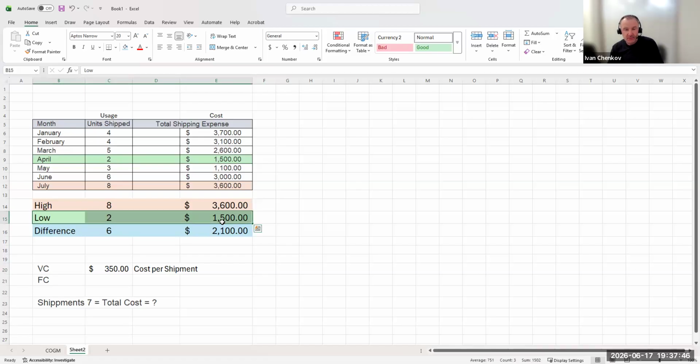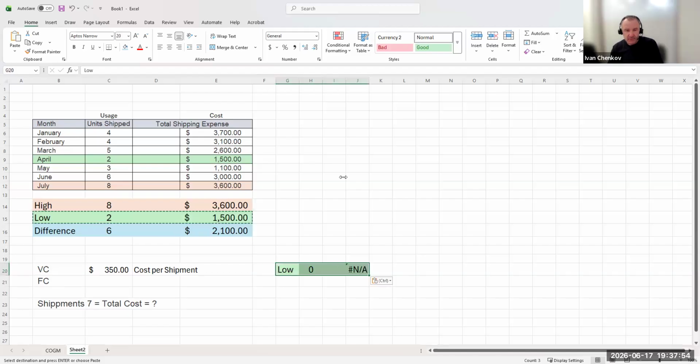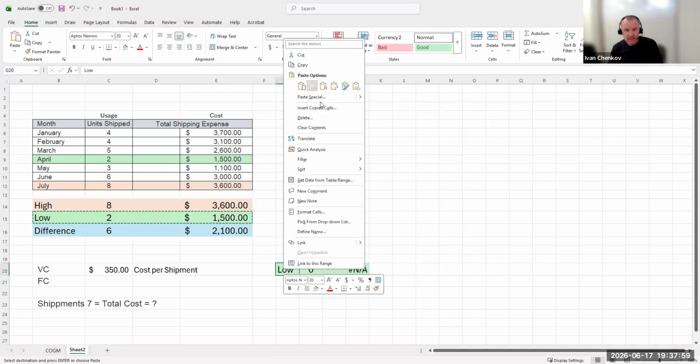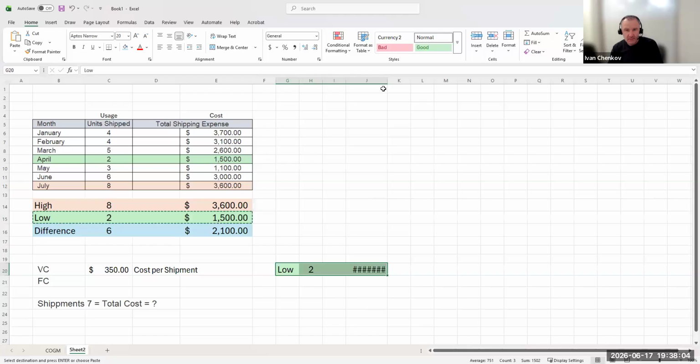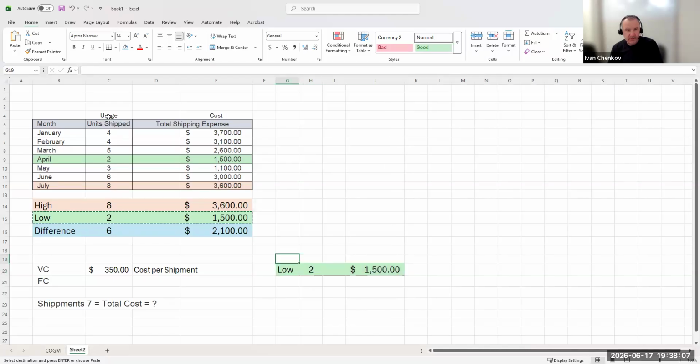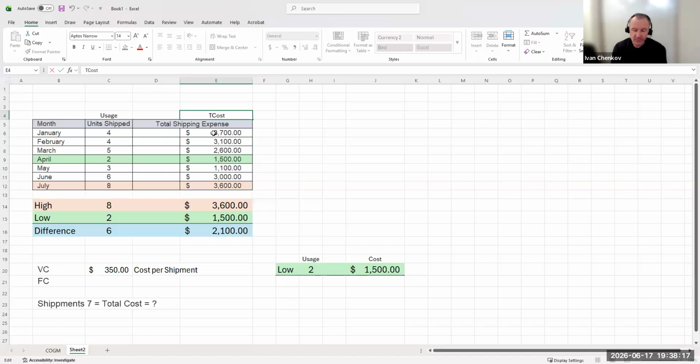At the low point, what do I know? At the low point, I know the following. My usage, sorry, I'd better paste it as numbers like this. I know at the lowest point my usage is 2, and my cost, that will be my total cost. If we modify this, that will be total. Total cost is 1,500.